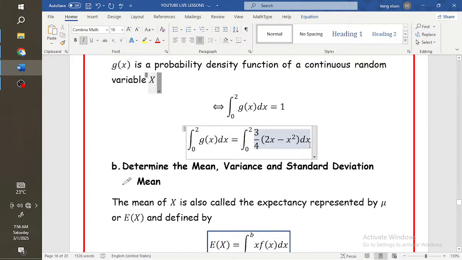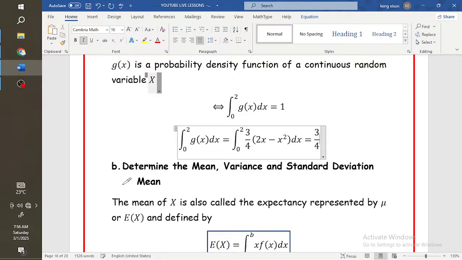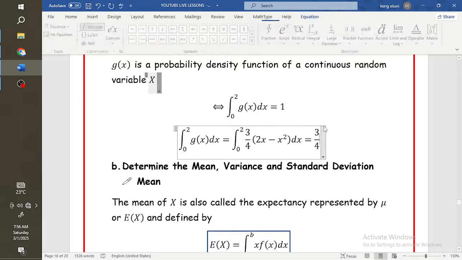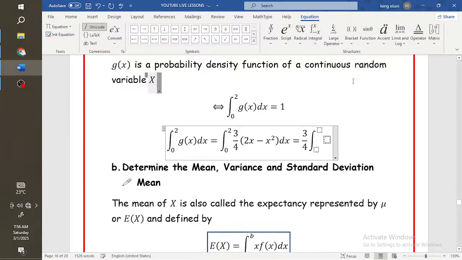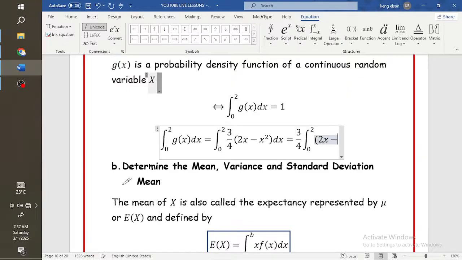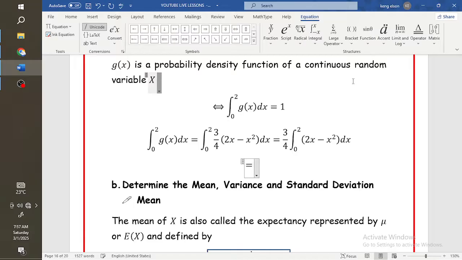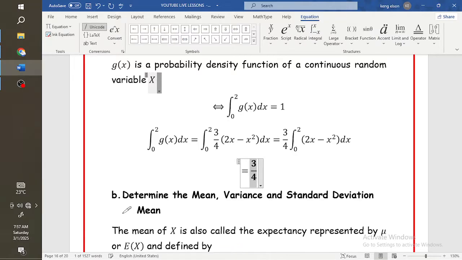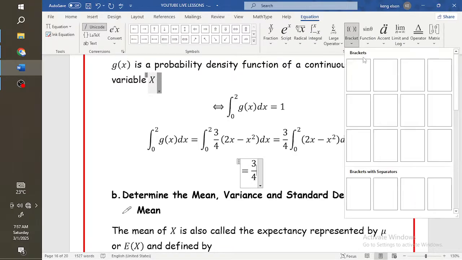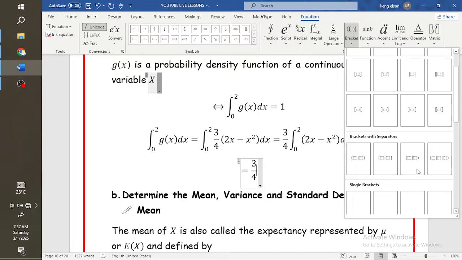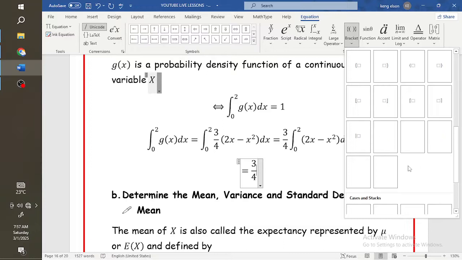So since 3 on 4 is a constant, we put it out of the integral. So we have 3 on 4. Then we are going to be left with the integral from 0 to 2 of 2x minus x squared dx. Okay, so this gives us 3 divided by 4. Now we are going to integrate 2x and we are going to integrate x squared separately. Then we fit the limits of integration and simplify.